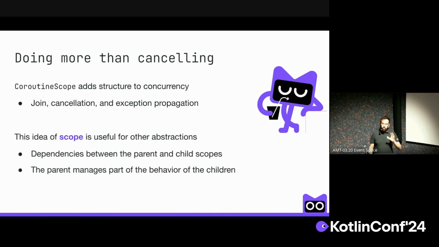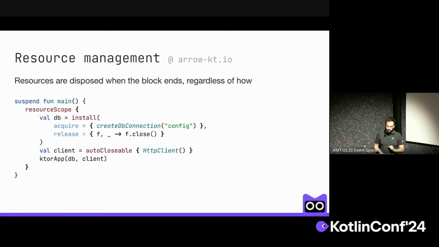Good. So we've talked about Ktor, we've talked about Compose, we've talked about CoroutineScope, and this adds structure to concurrency, right? And this structure means it knows about join, it knows about cancellation, it knows about exception propagation. But the idea of a scope is useful for other abstractions. And to do so, I'm going to show you very briefly two examples coming from the Arrow library.